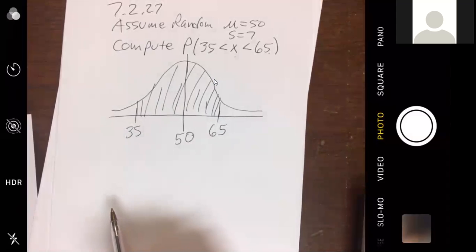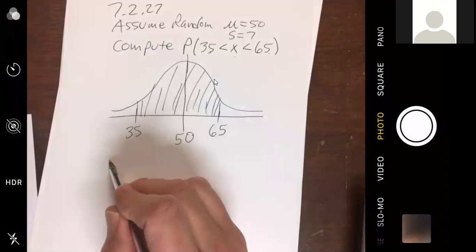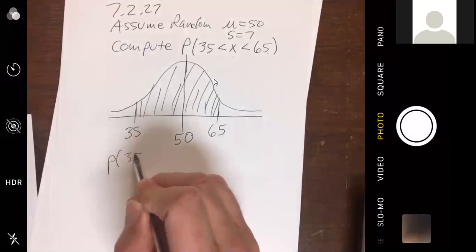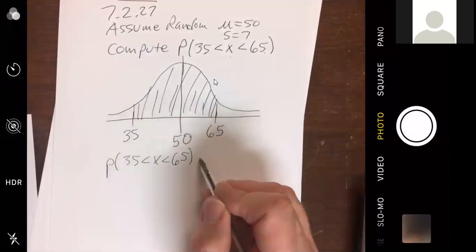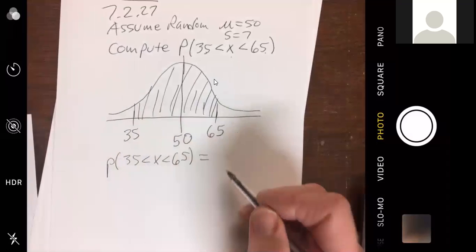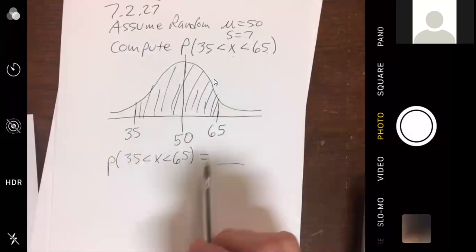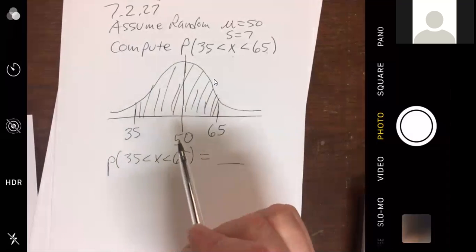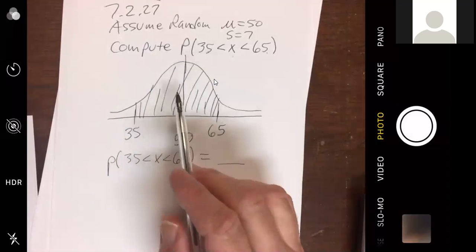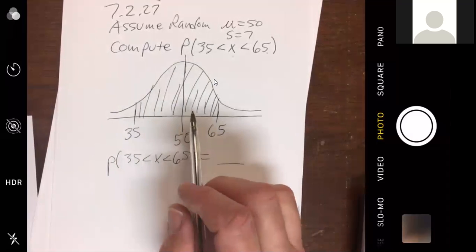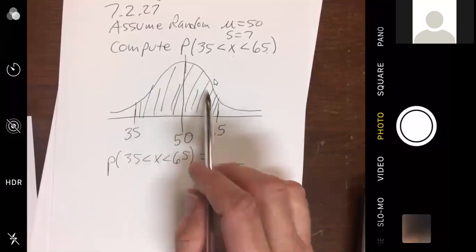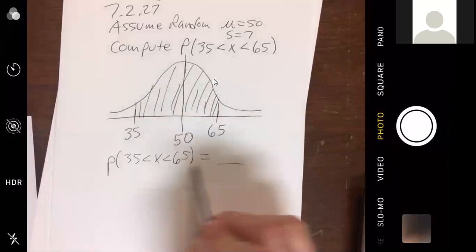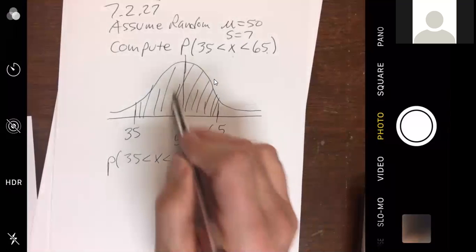Then it says P of 35 less than X less than 65 equals, they say round to 4 decimal places as needed. See, we really haven't taught you how to do that. That's next week. If you knew that horrible calculus formula and knew how to punch that in the calculator, you could do this directly with calculus. But we can't use that horrible formula, and I have not taught you how to do this to actually get what the answer is.